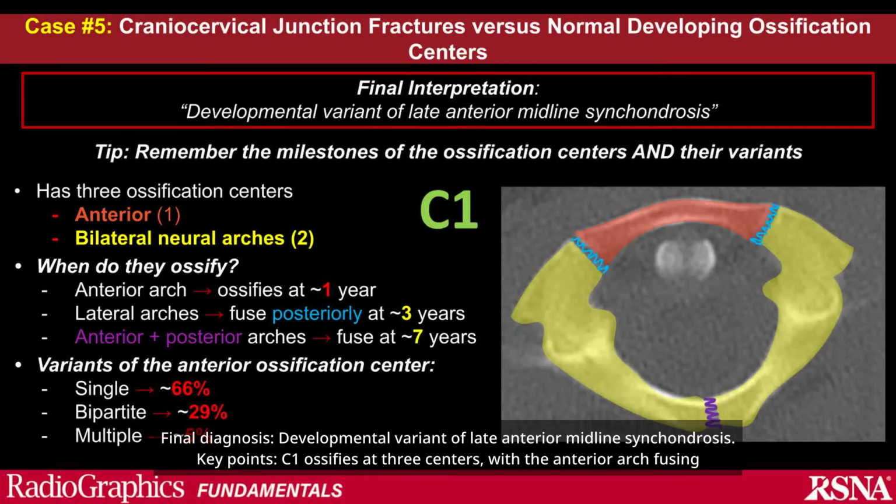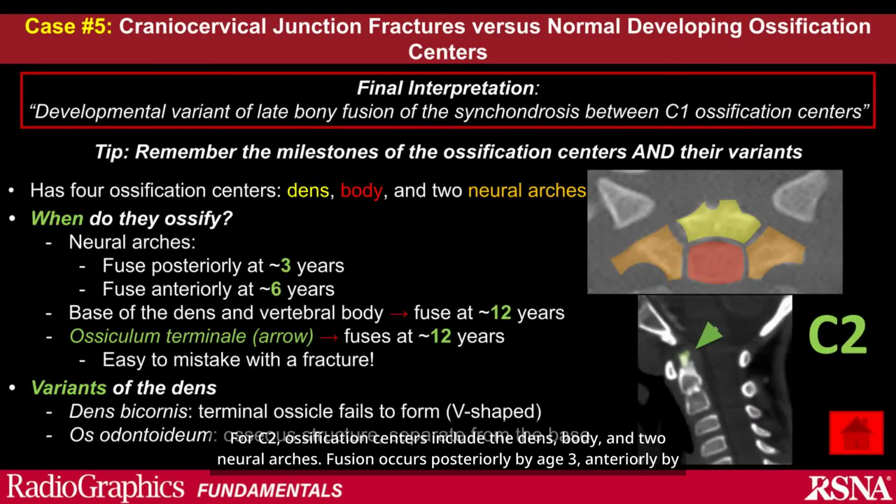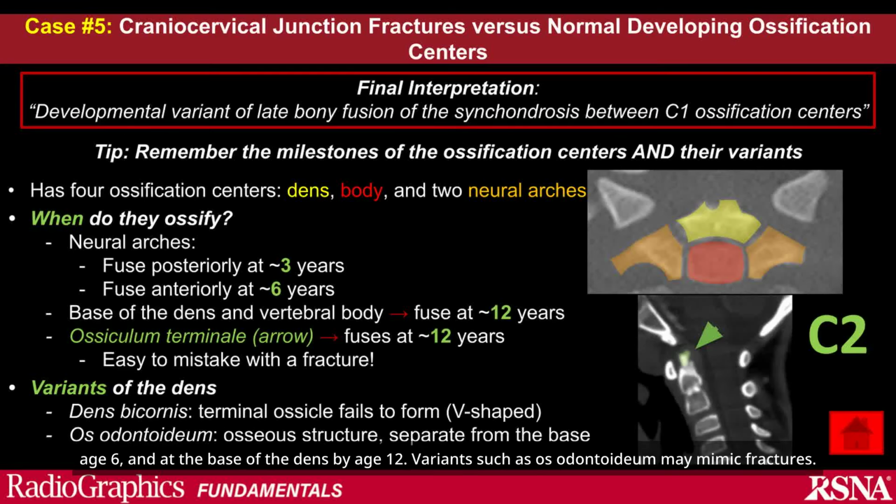Key points: C1 ossifies at 3 centers, with the anterior arch fusing at around 1 year of age. For C2, ossification centers include the dens, body, and 2 neural arches. Fusion occurs posteriorly by age 3, anteriorly by age 6, and at the base of the dens by age 12. Variants such as os odontoideum may mimic fractures.